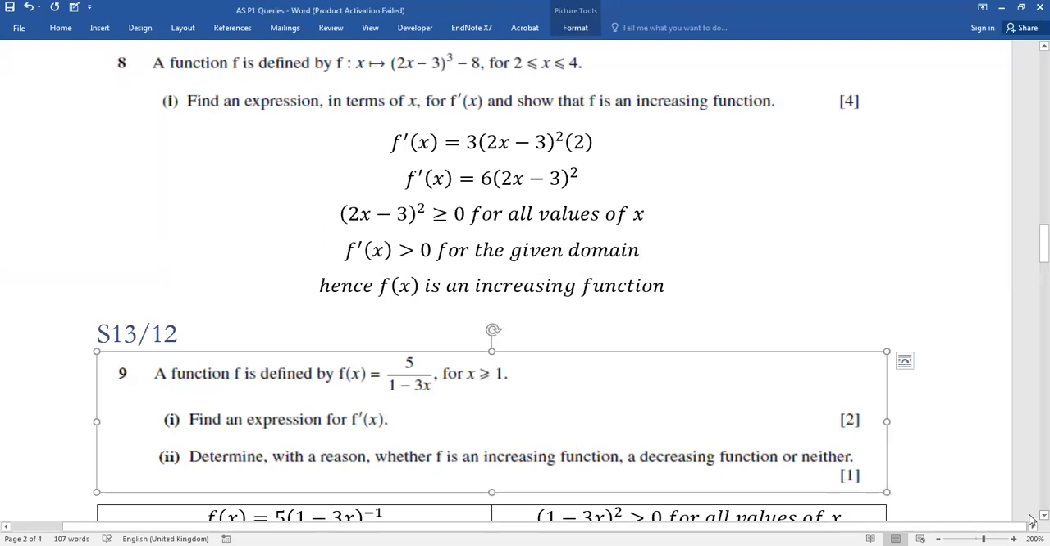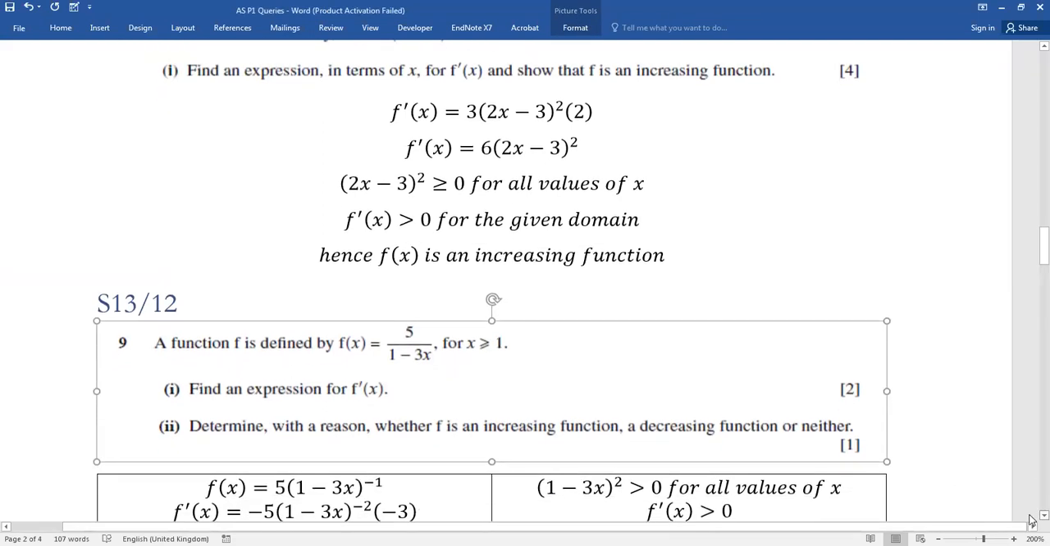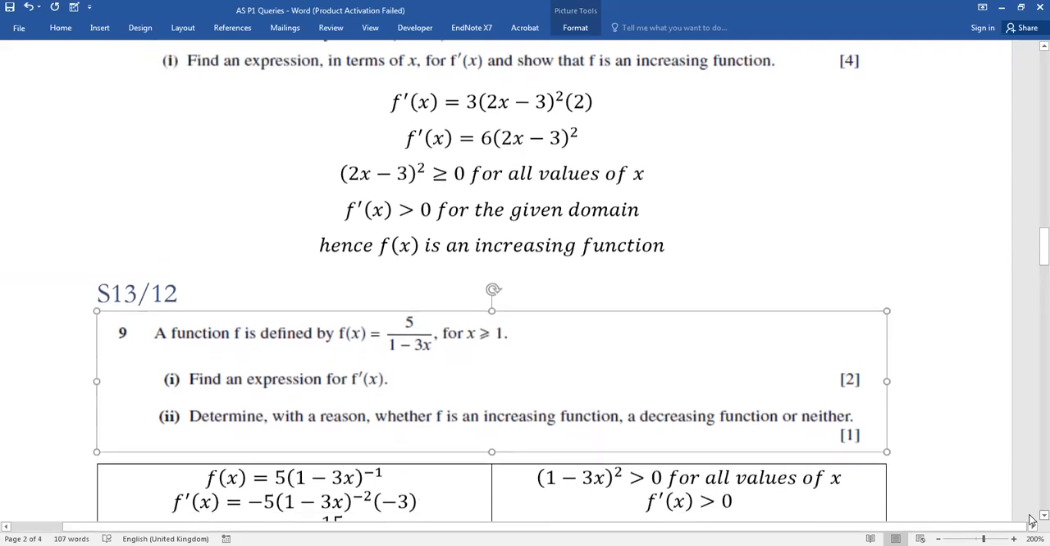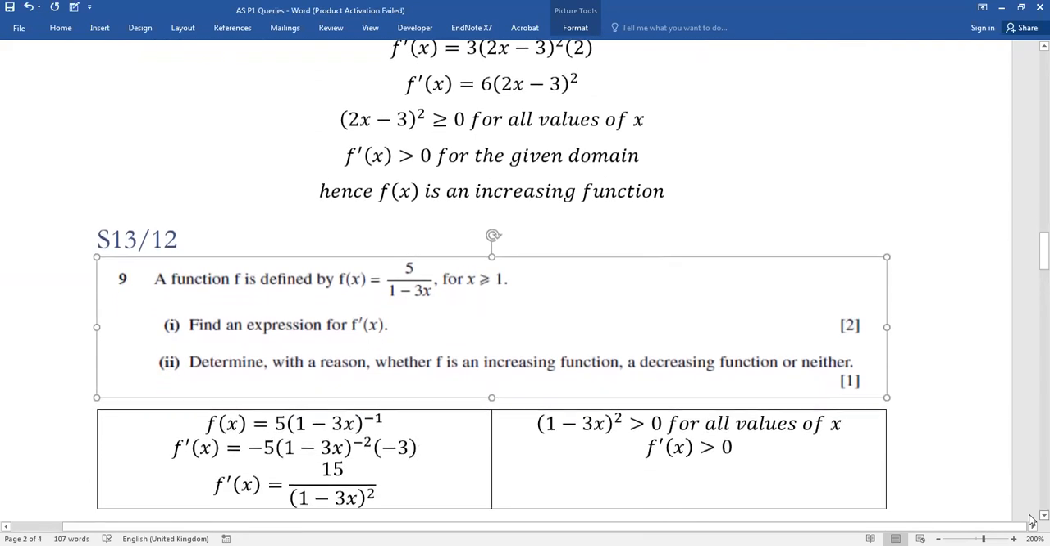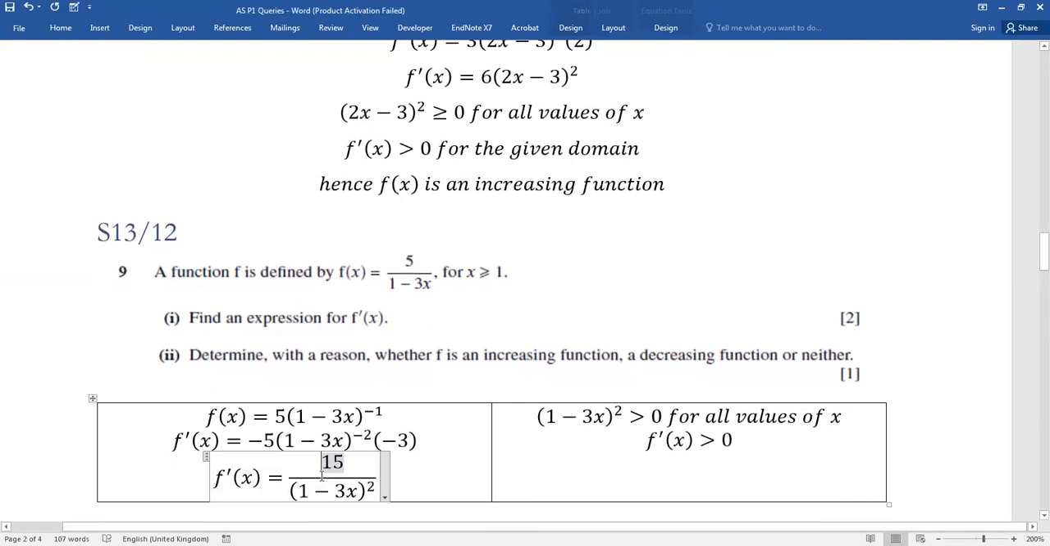Okay, so how do you find the derivative? First, simplify the entire function, bring 1 minus 3x up with the negative 1 power, and then we differentiate. This is our derivative. Again, in this case, we know that the denominator will always be greater than 0. Why? Because it will be 0 for, what value will it be 0 for? 1 upon 3. Is 1 upon 3 a part of the domain?